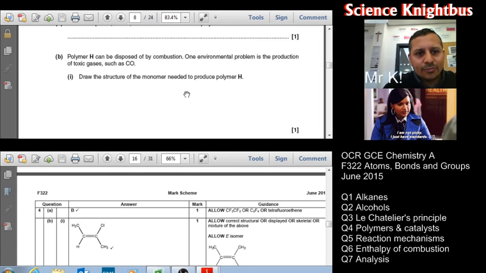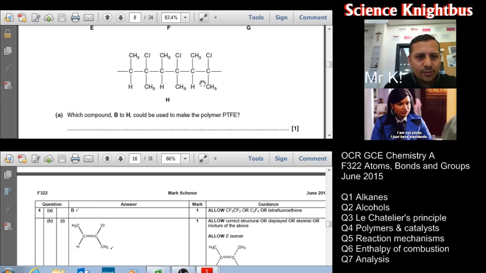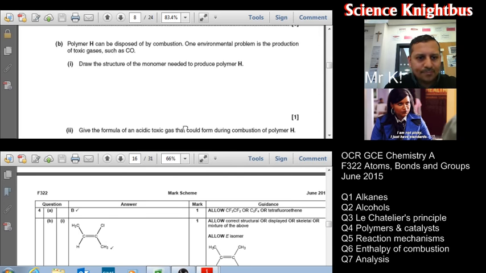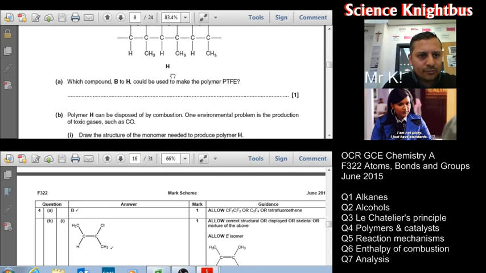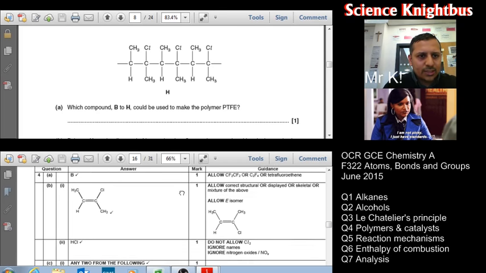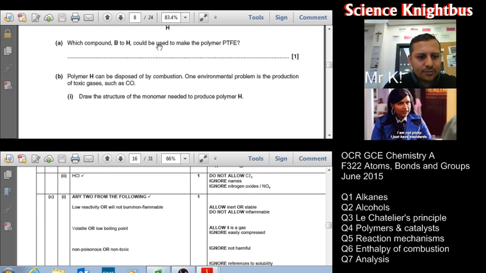Polymer H can be disposed of by combustion. Let's have a look. The structure of the monomer for H. Now obviously it's CH3Cl, CH3Cl, and HCH3, HCH3. So it's really this section over here that is the repeating unit. Just lop that one off, turn it into a double bond, hey presto, you've got it. Okay. Acidic toxic gas that could form during combustion of H, I would guess, is HCl. There you go, easy HCl. Let's move on.